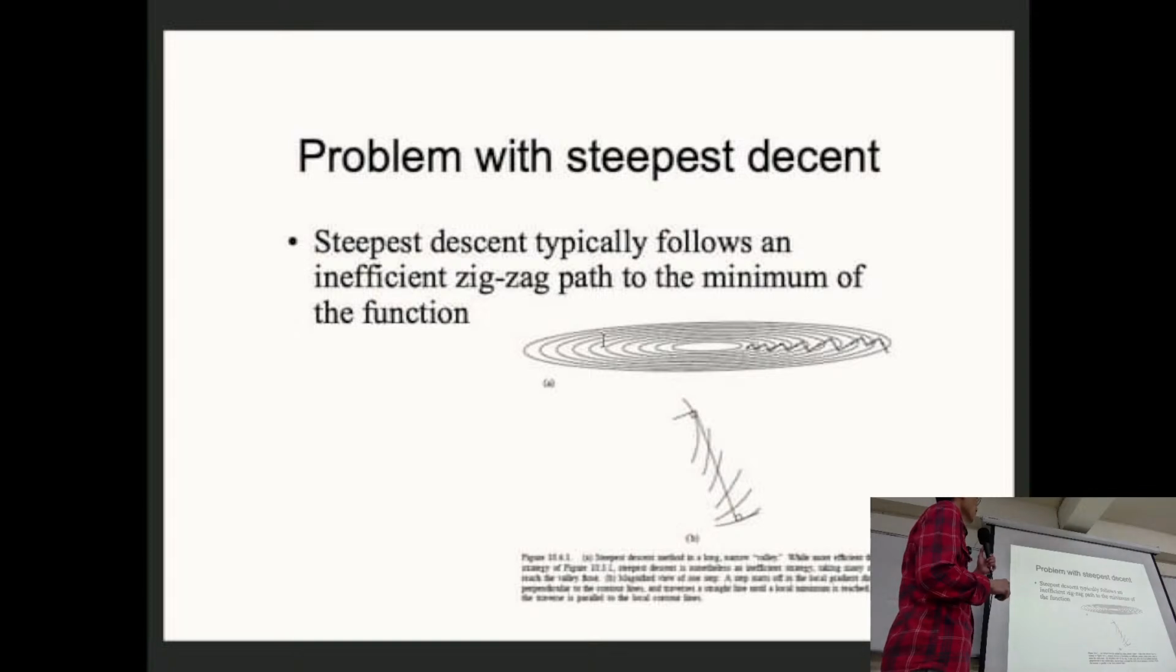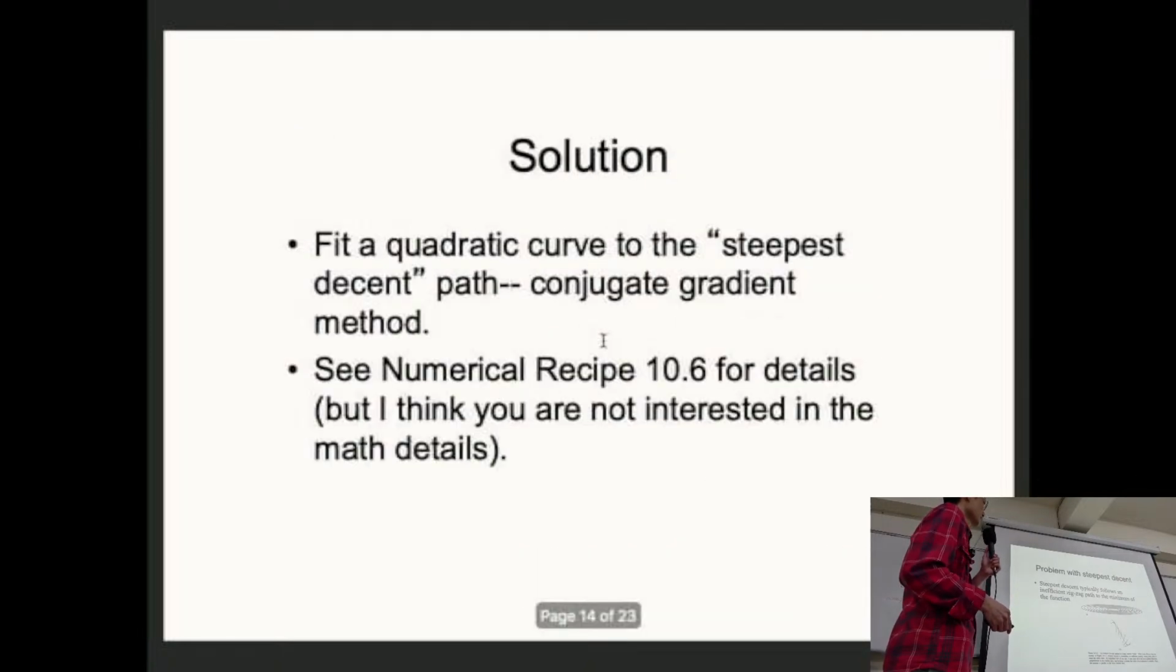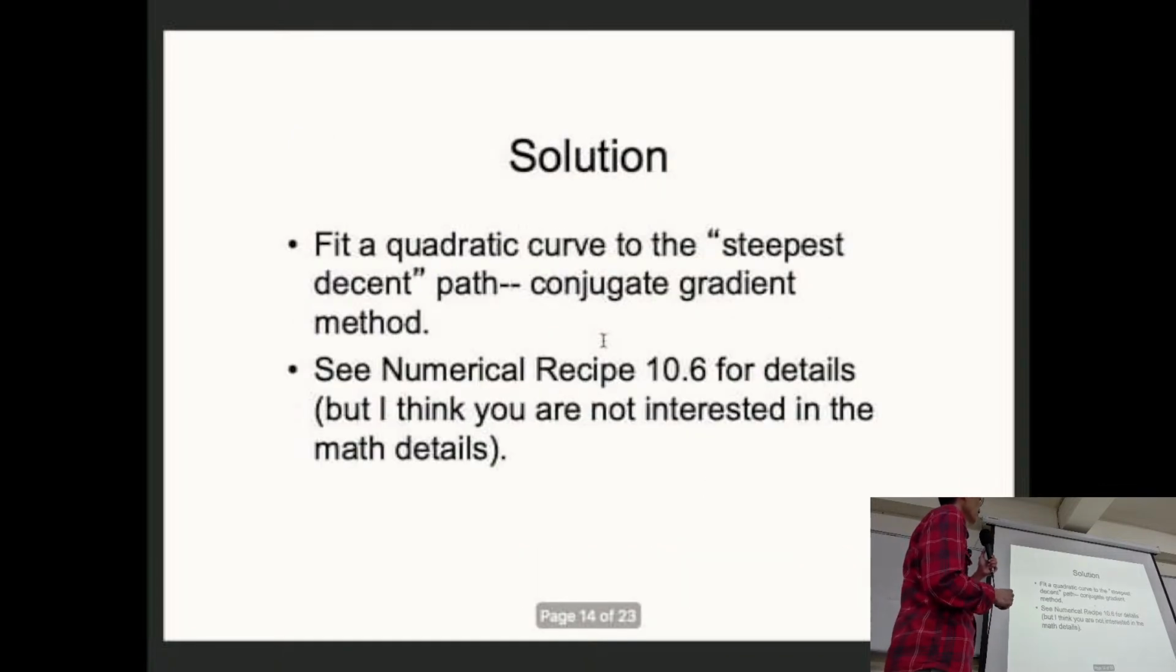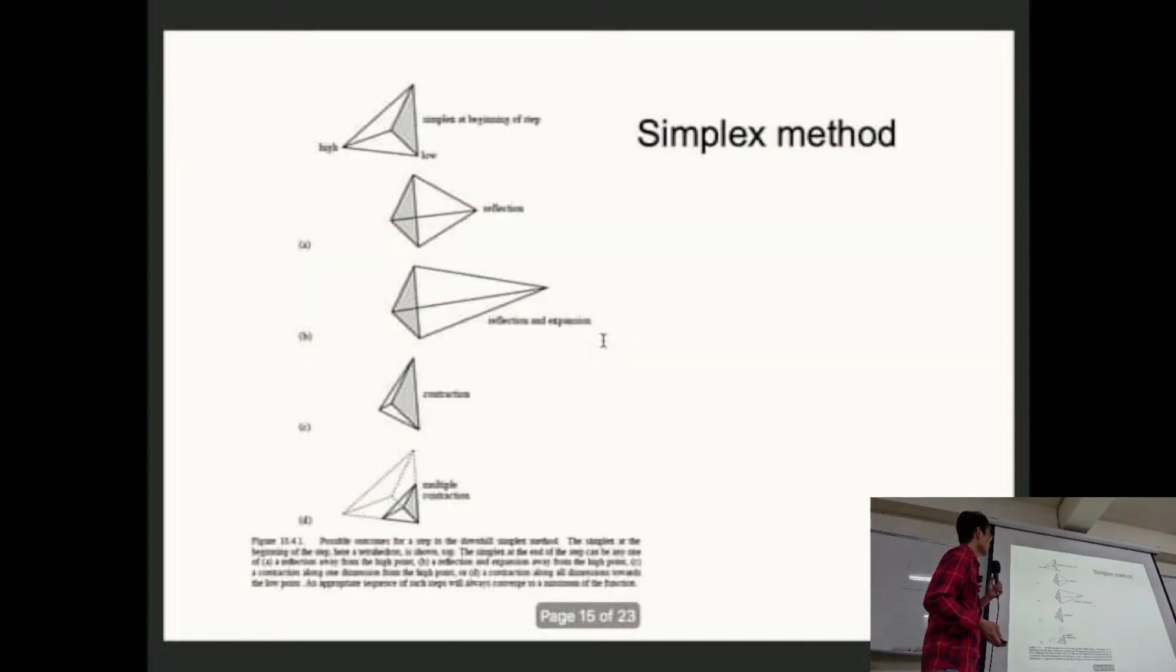So I already explained this. Steepest descent typically follows an inefficient zigzag path to the minimum of the function. They're going to go up and down. It's very slow. Another way is to fit a quadratic curve to the steepest descent. So instead of moving like that, we fit the curve so it goes faster. The method is called conjugate gradient descent. If you're interested, you can read the detail in that chapter. I'm not going to talk about that. It's too much mathematics.